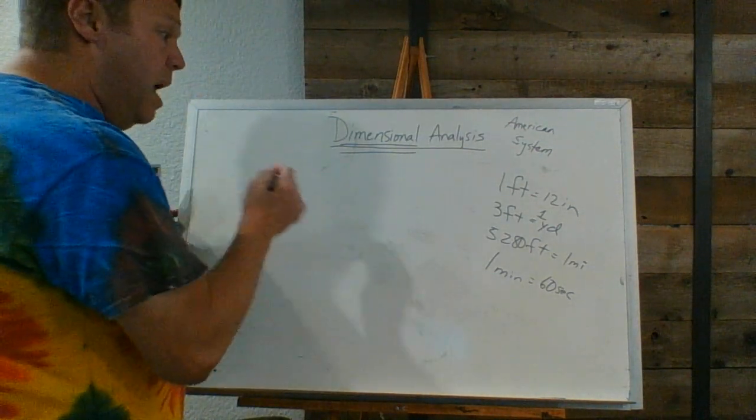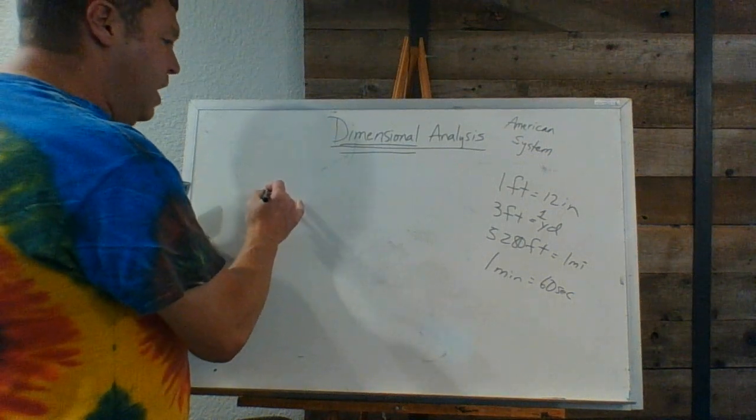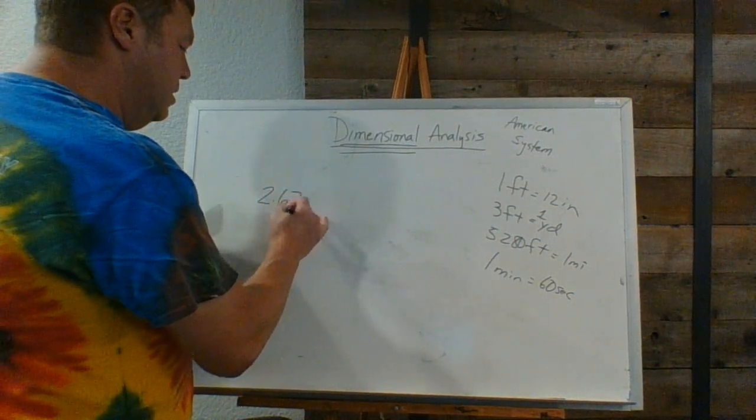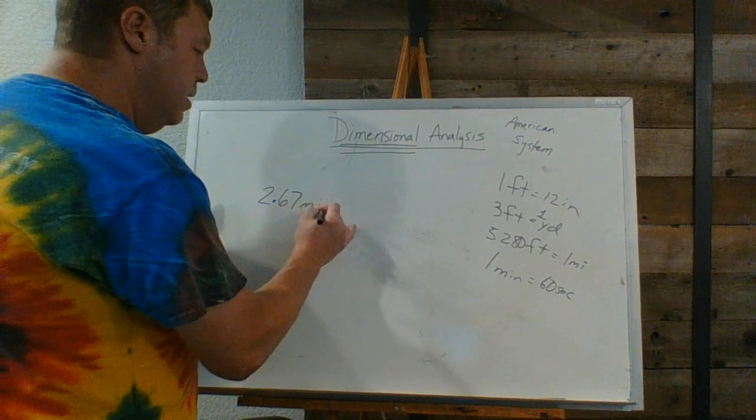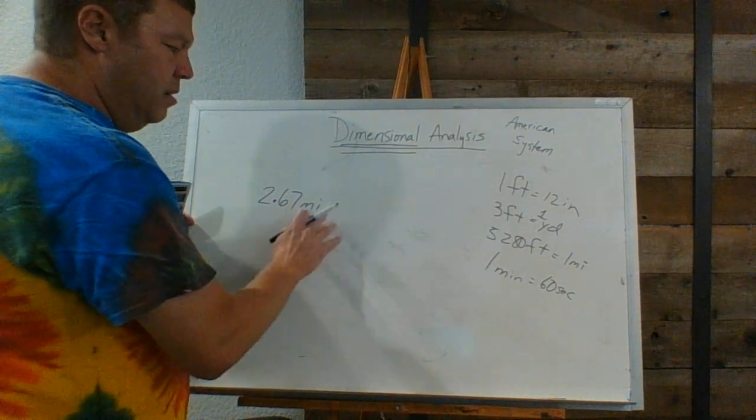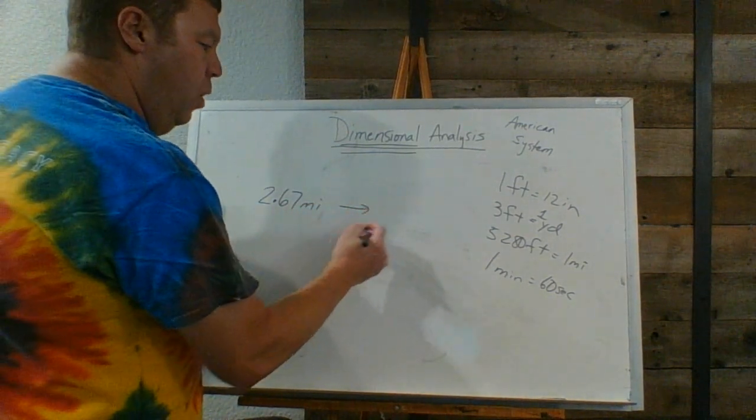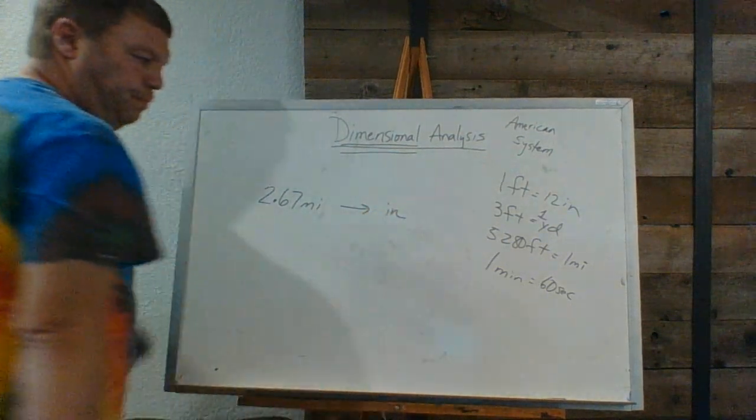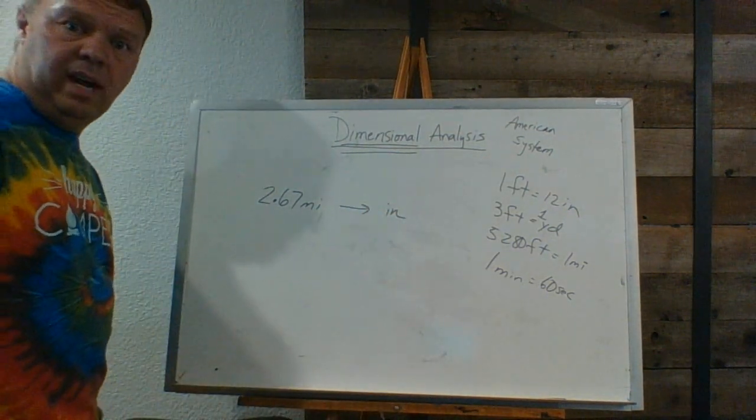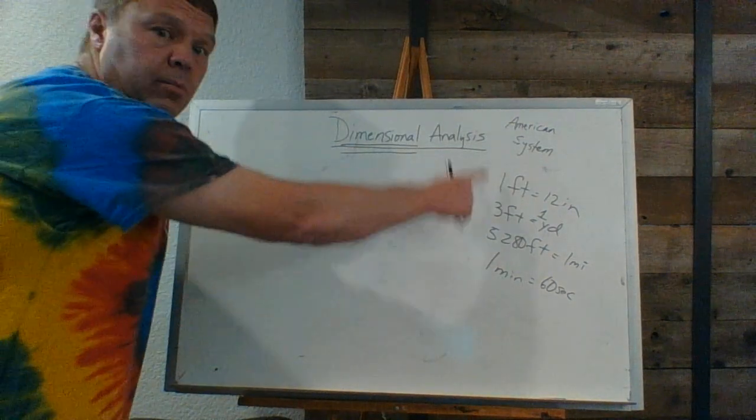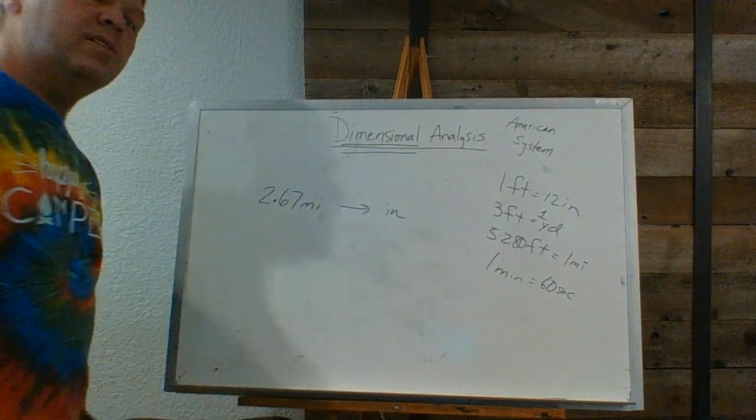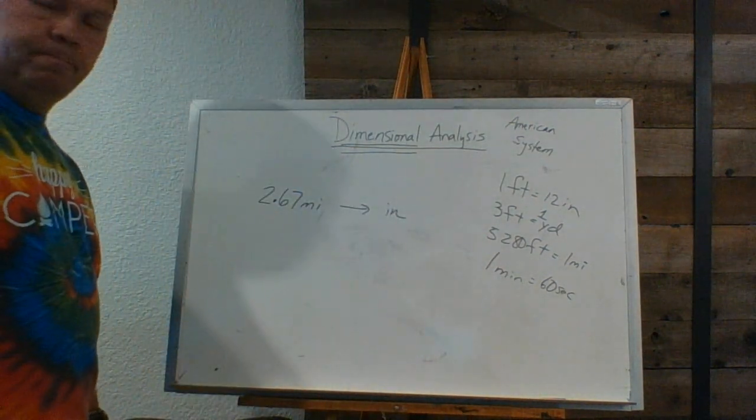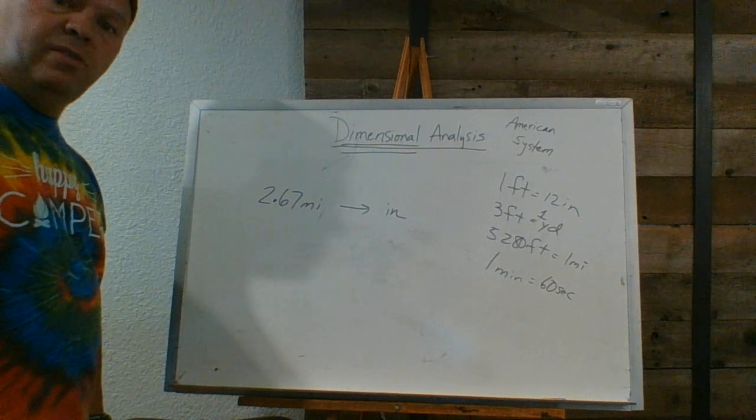So here's one that might be a little bit harder. I've got 2.67 miles. I'm just going to abbreviate miles, MI. And I want to know how many inches that is. See if you can figure that out. Pause the video and try. The numbers you need are right here. Try them out. See if you can get it. Pause the video. I'll come back in a second.